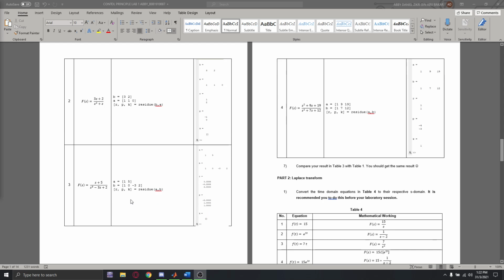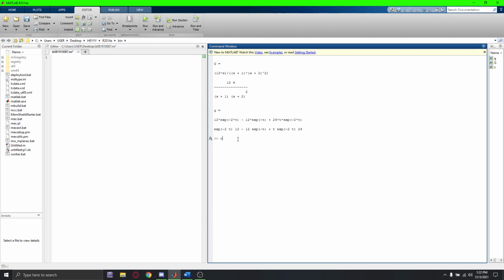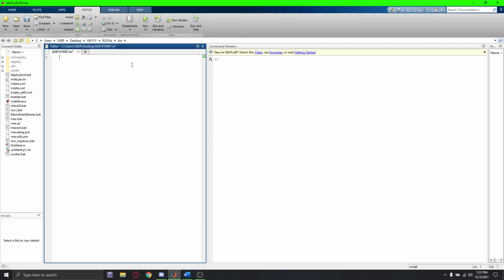So the first step that we will do is to insert the value of numerator. So for this question, first step I will put numerator, which is 1 and 5, as in s plus 5.